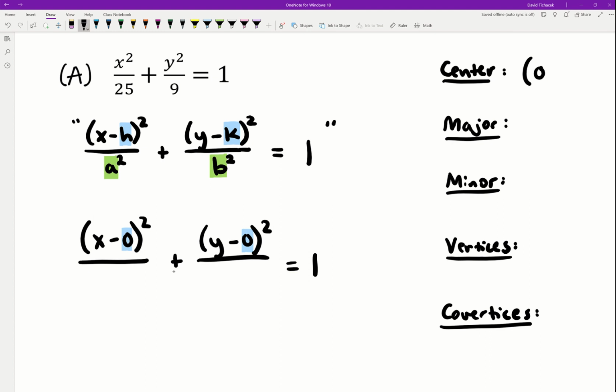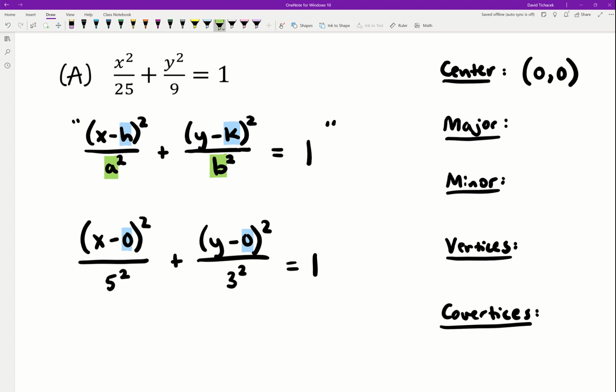So immediately one thing we know is that the center is going to be at the point (0, 0) in this example, okay? Now, taking a look at the numbers playing the role of a and b, it looks like sitting underneath the x squared is a 25, and that is a perfect square number. I can rewrite that as 5 squared, and then the number sitting underneath y squared is going to be 9, and that's something that I could rewrite as 3 squared.